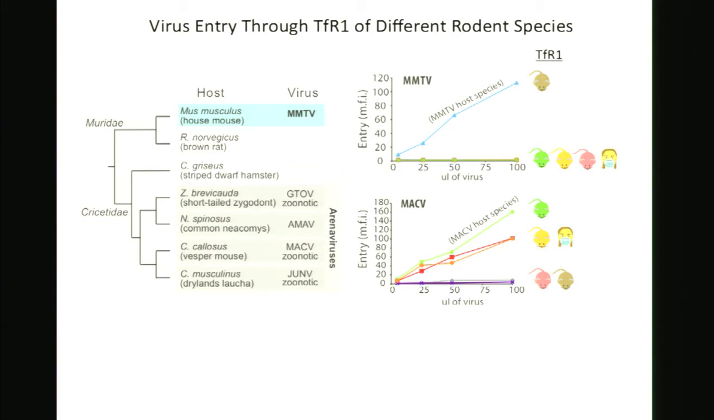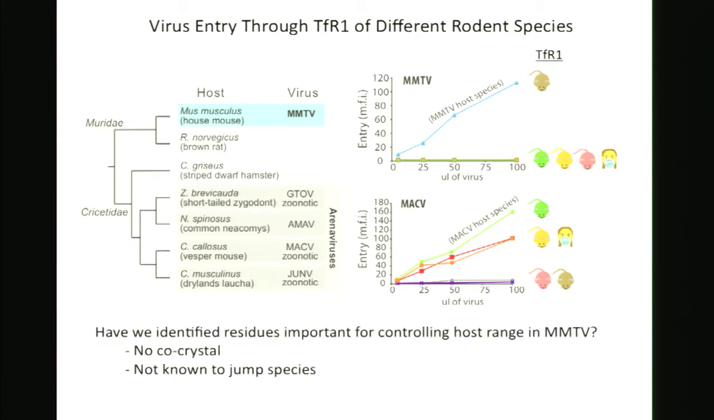And so while this is very interesting, we wanted to give ourselves sort of the ultimate challenge, which was this virus that had a very, very specific host range, and see if we could modulate that through the information that we gleaned from our evolutionary analysis. Another reason that we were more challenged with the MMTV situation is that there's no co-crystal in this situation, and this is not known to jump species, so we imagine there's a pretty large genetic barrier here.